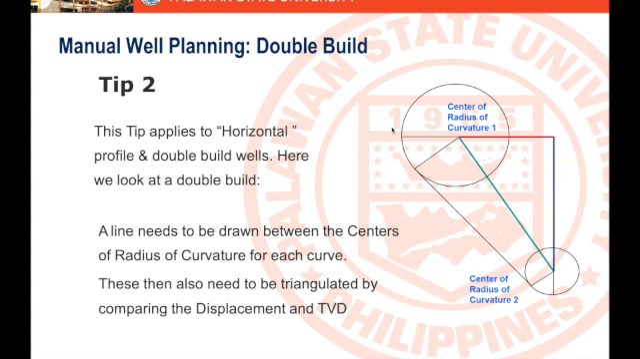So tip 2, for a double build, if you have two build sections, the same thing. The center of each circle, right? Draw a straight line from each center. Okay, so now you build another triangle here, and it's just a matter of extending some other lines to build other triangles and find the angles.